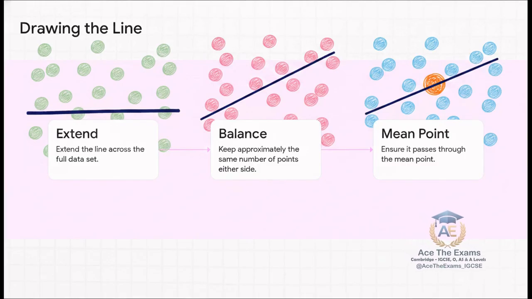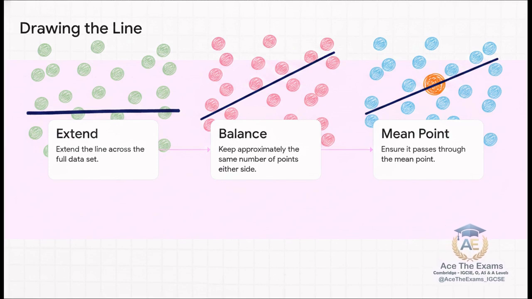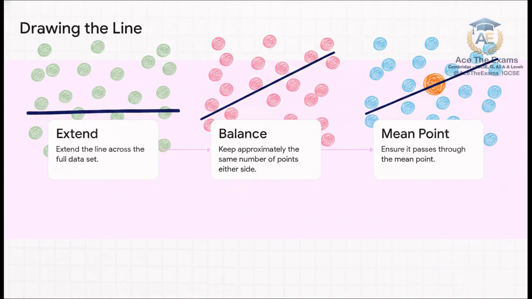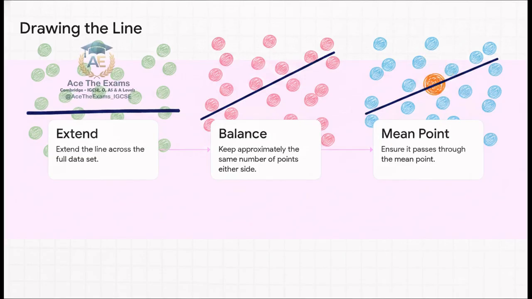Now, if you're drawing this manually, you can't just wildly sketch a line through the middle of your graph. You have to follow 3 strict rules. First, your line has to stretch across the entire set of plotted data. Second, you want balance. Roughly the same number of data points should be floating above your line as there are below it. And third, to anchor it perfectly, you need to calculate the average of all your X values and the average of all your Y values. That gives you the mean point, and your line of best fit must pass squarely through it.